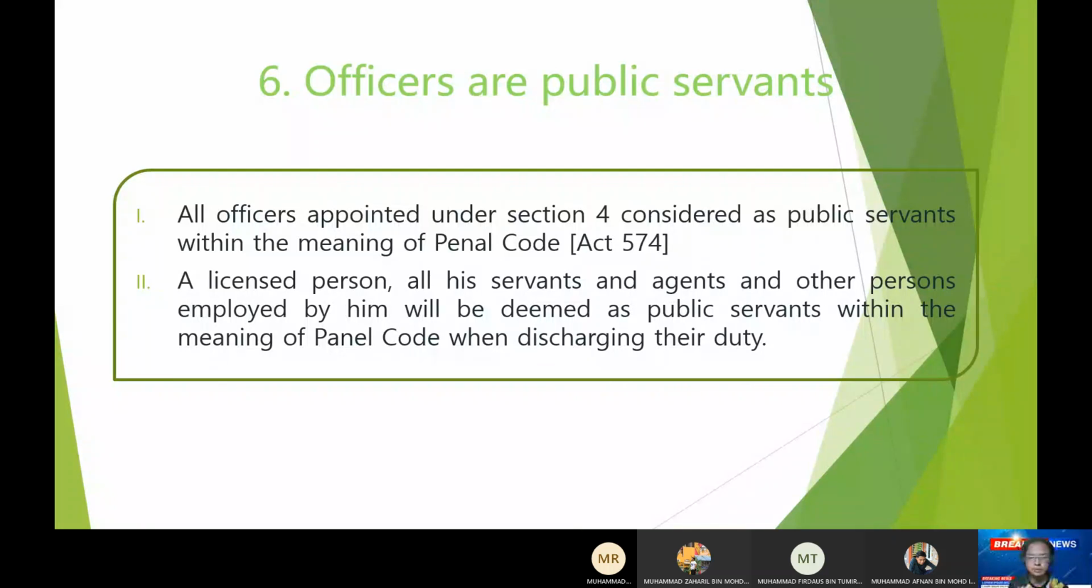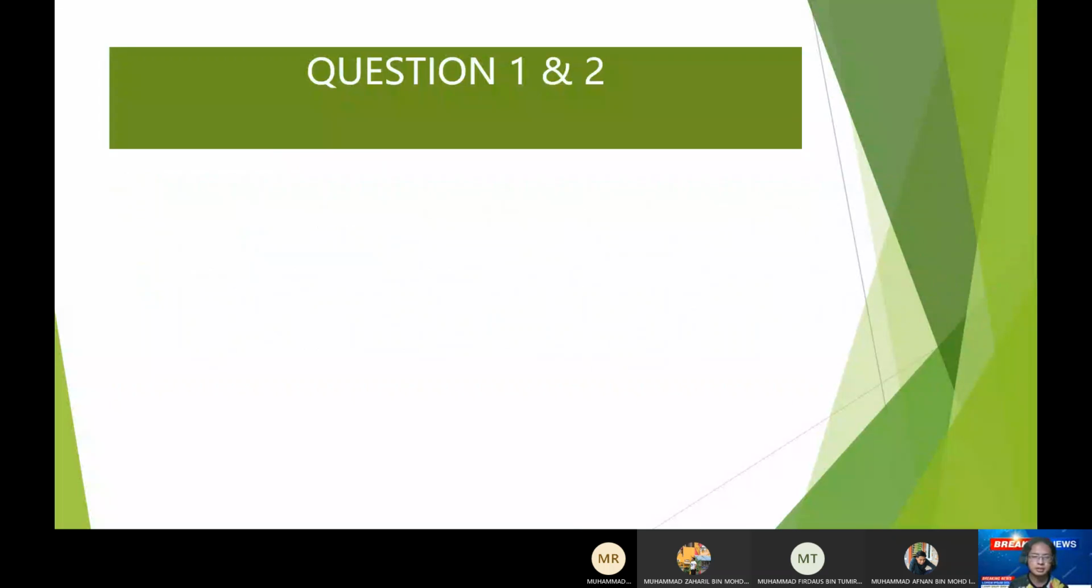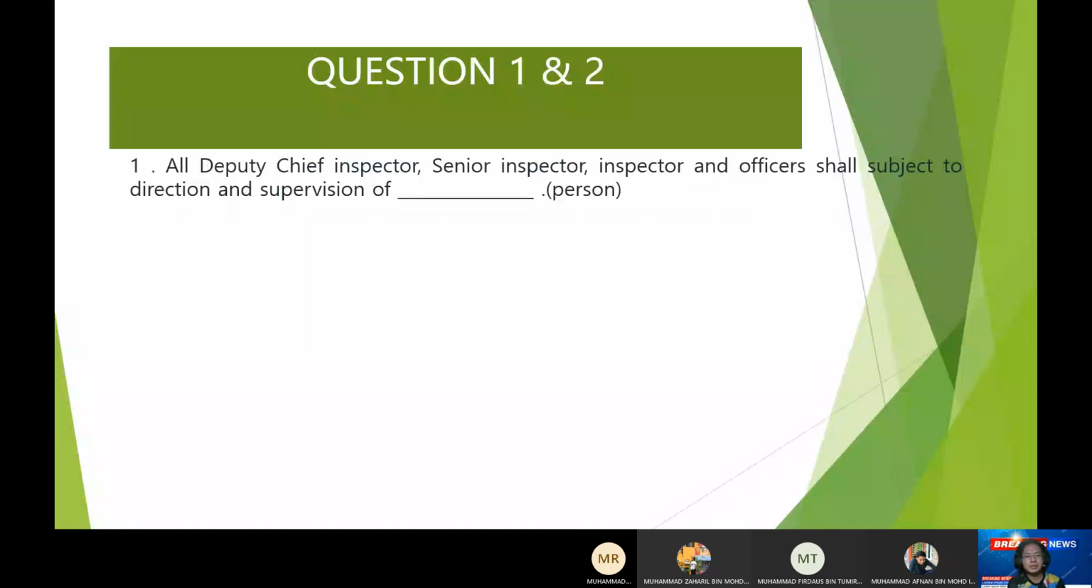Next, we move to the questions. Question 1 and 2 are based on the slide. First, all the deputy chief inspectors, senior inspectors and officers shall be subject to the direction and supervision of... the answer is the chief inspector. That means the chief inspector is the highest in the organization. So the senior inspectors and officers must refer to the direction and supervision of the chief inspector as their guide.